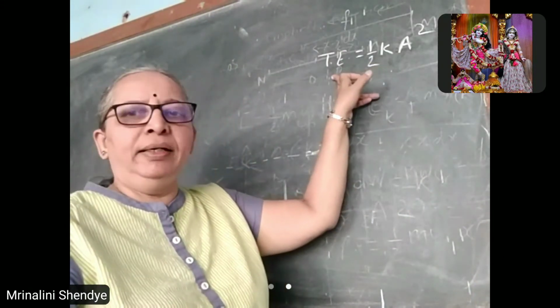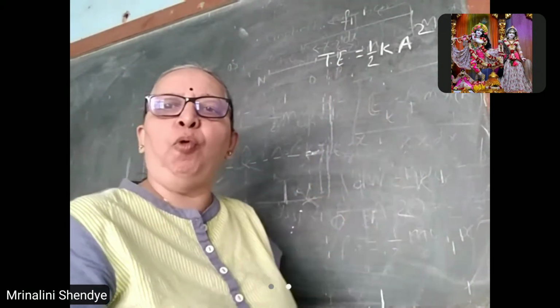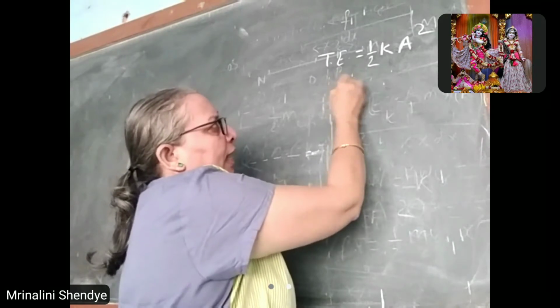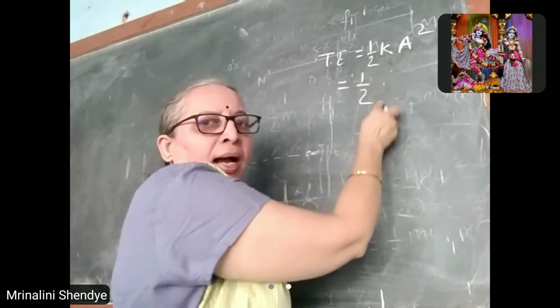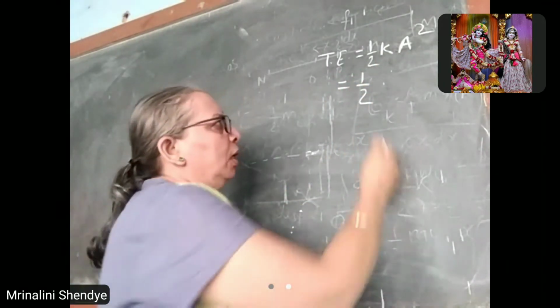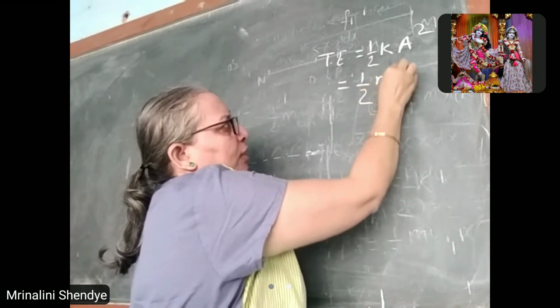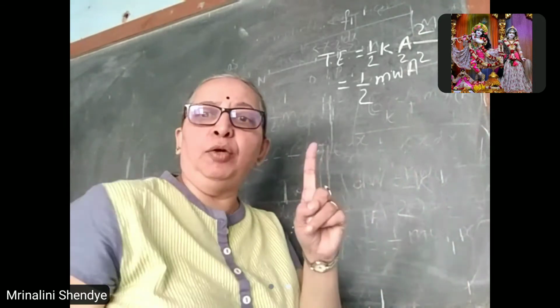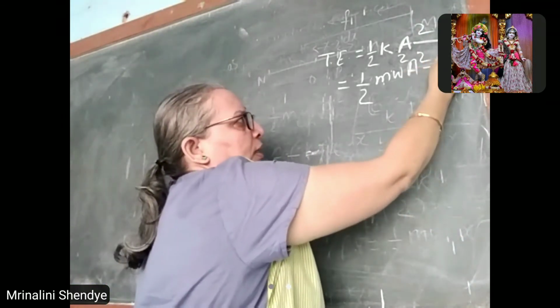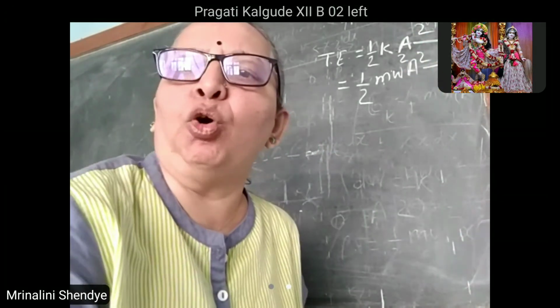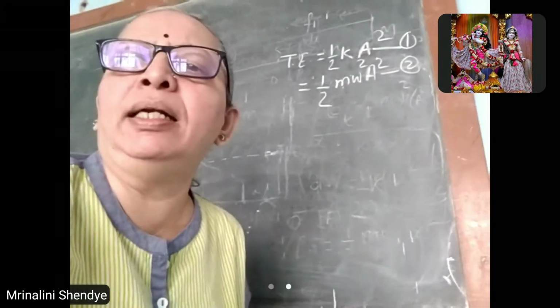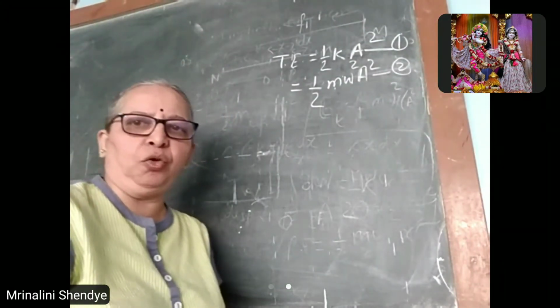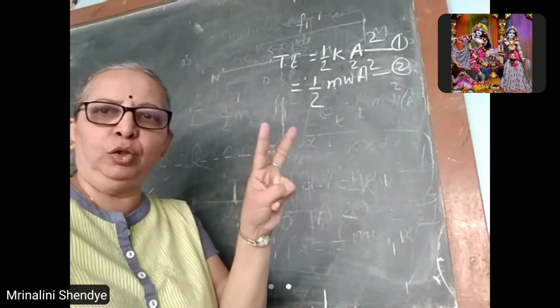Rewriting it with the help of force constant, we can write K by m as omega square, so half m omega square a square. So this is form number 1. This is the equation for total energy in terms of omega square. So it is form number 2.